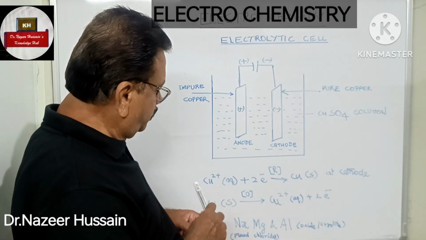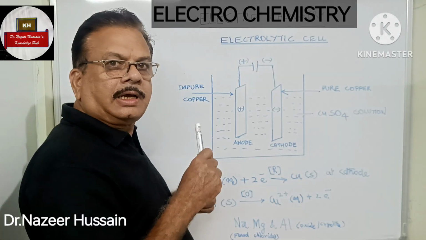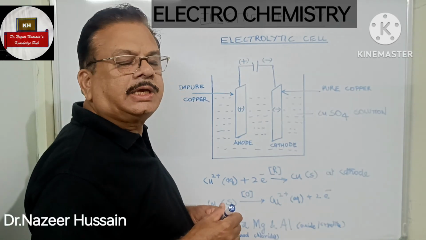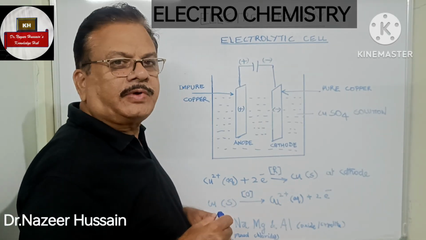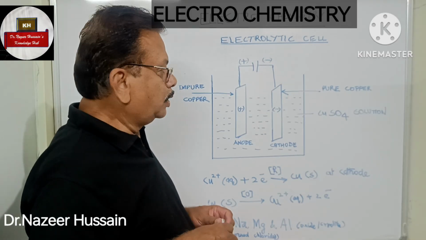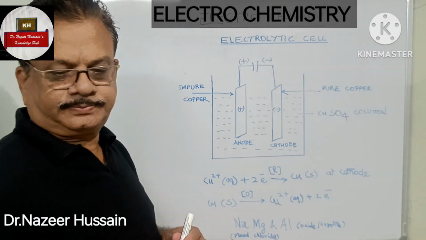Similarly, we can purify sodium, magnesium and aluminum. In the case of sodium and magnesium, we take fused chlorides, and in the case of aluminum, we take fused aluminum oxide in the presence of cryolite. Hope you understood this.